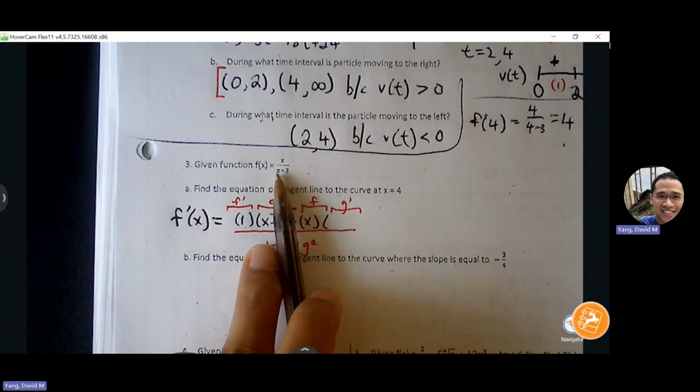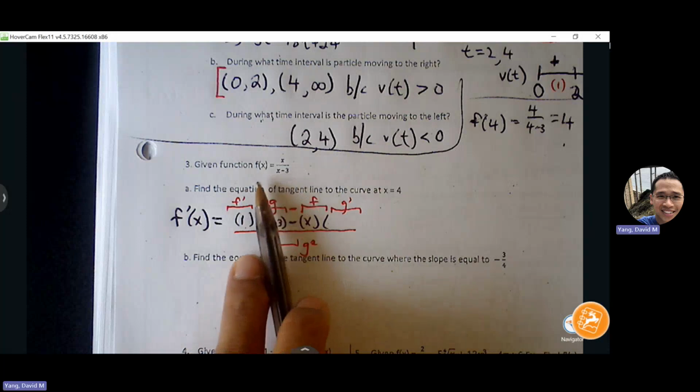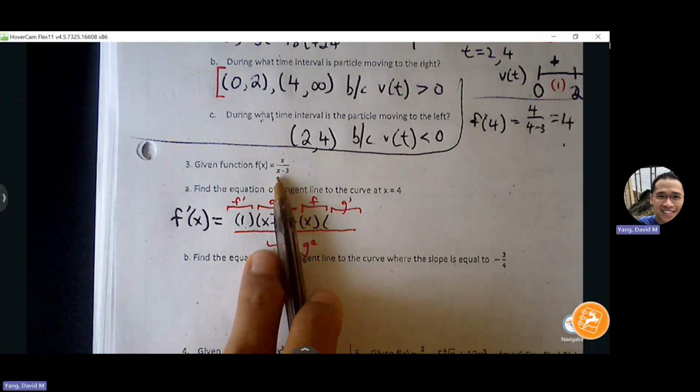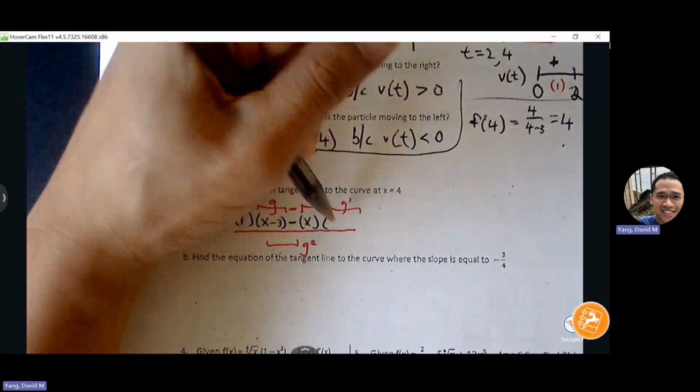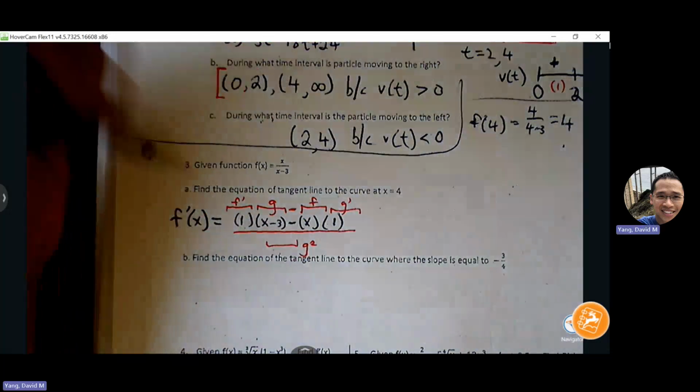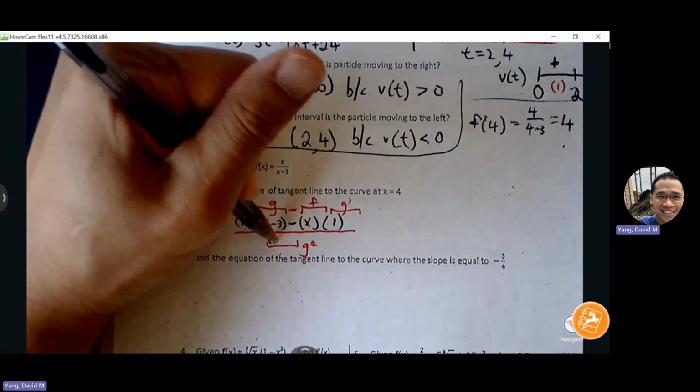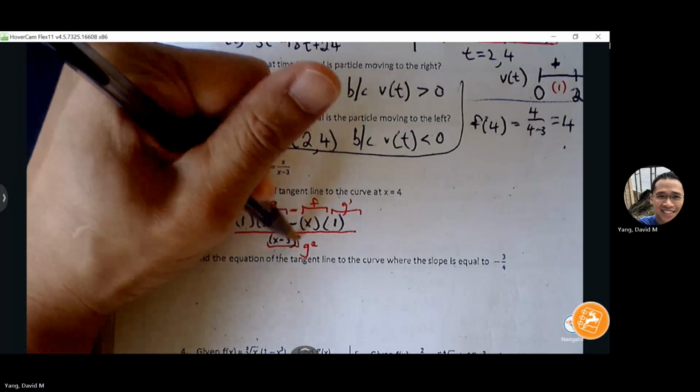What's x minus 3's derivative? It's 1. Just 1. Yeah, x goes to 1, 3 goes to 0. All over denominator squared. Don't forget about that part for your quotient rule.